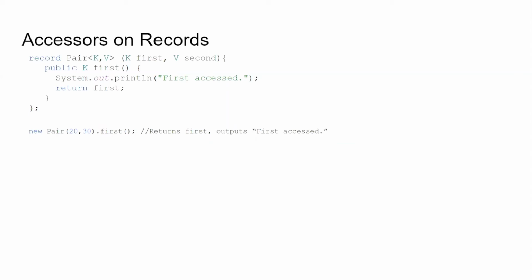Record fields are private and your users will only be able to access them via accessor methods. These are named following the pattern field name, then parenthesis. Importantly, they do not follow the bean pattern of get field name and then parenthesis. We can still override them as if they were traditional methods, and this lets us log access, modify return values, and so forth. In this example, the first accessor method logs access to it with a message to standard out.